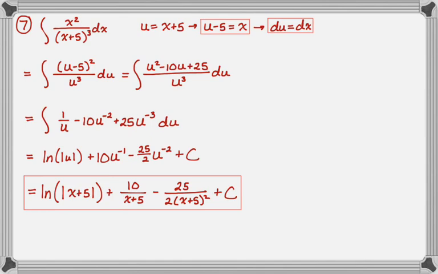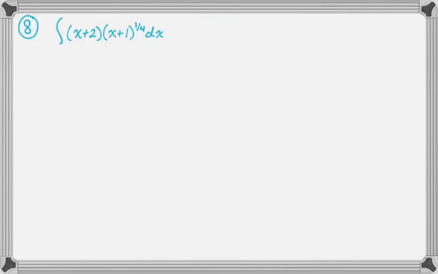Let's take a look at an 8th problem. Integral of the quantity x plus 2 times the quantity x plus 1 to the 1/4 dx. You might think you have a choice, like maybe I should make u equal x plus 2, but if I make u equal x plus 2, then I still have a problem with that thing to the 1/4. So instead, I'm going to try to make that simpler. It's just like if it was to the 53rd power. I would definitely want to make u equal x plus 1, so that's what I'm going to do.